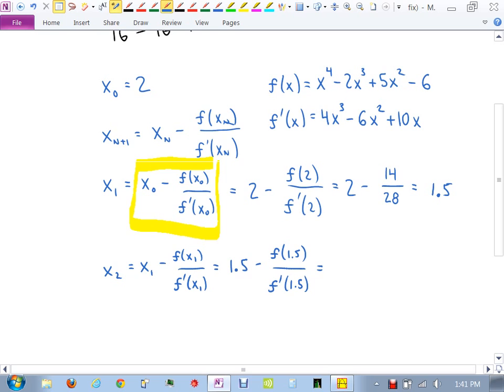All right, I want to see what this turns out to be. So it's 1.5 minus... hold on. I'm waiting for my calculator to do something here. Come on, man. So I'm getting on the top, negative 18.9375 over 15.